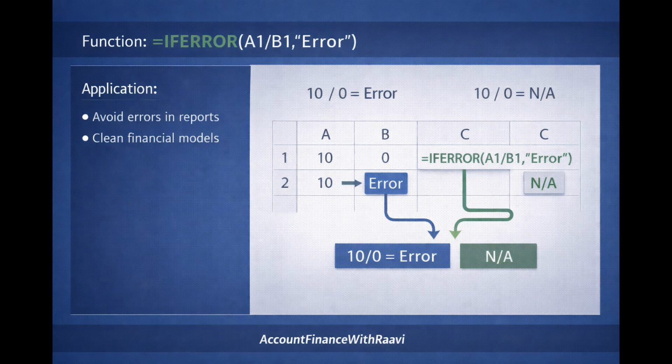Next one is if error. Normally if you want to avoid any errors in the report, and if you want to have a clean financial model without any errors, we'll be using a function called if error. How to execute this if error, you can see the syntax in the slide. Because we want the financial reports without any error, for this purpose we will be using this function called if error.